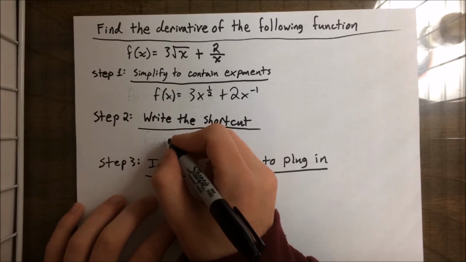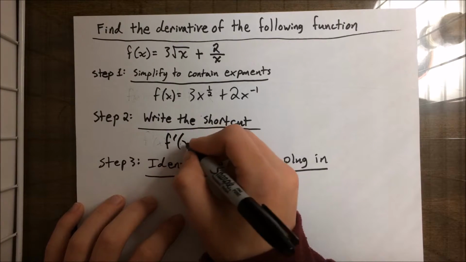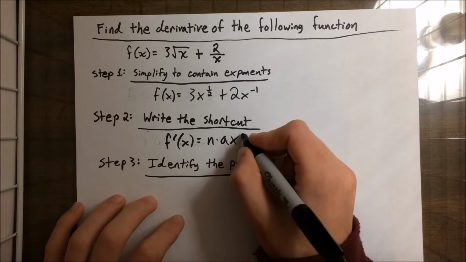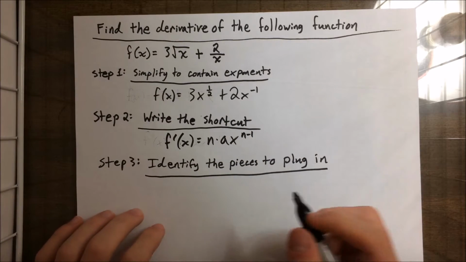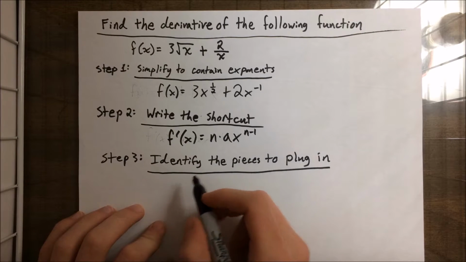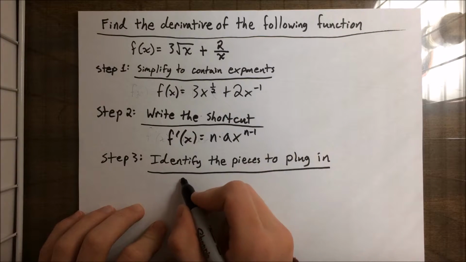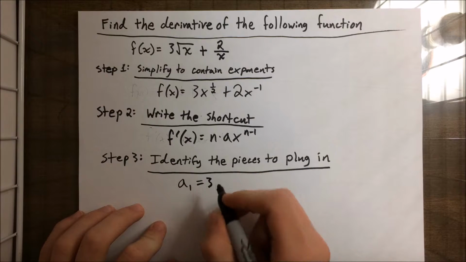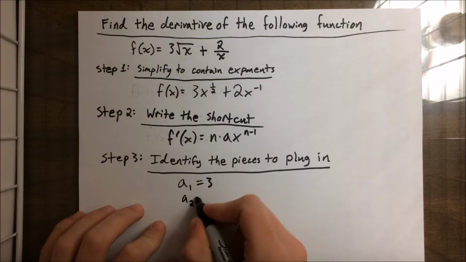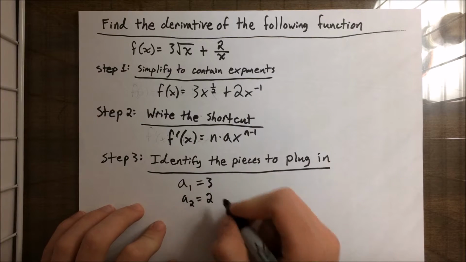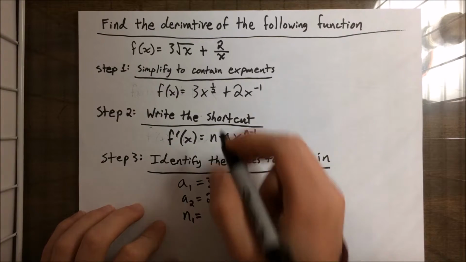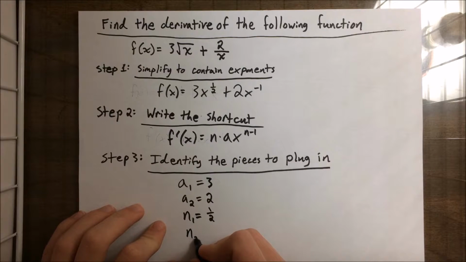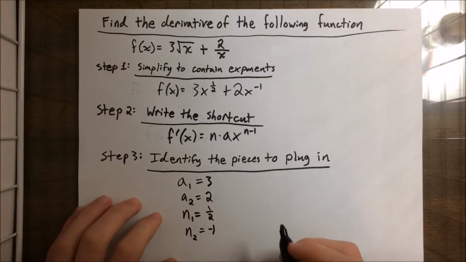Okay, so step 2 is to write the shortcut. So f prime of x is equal to n times a x to the n minus 1. Okay, let's identify the pieces. So let's see here. A1 is 3. A2 is 2. N1 is 1/2. And N2 is negative 1.